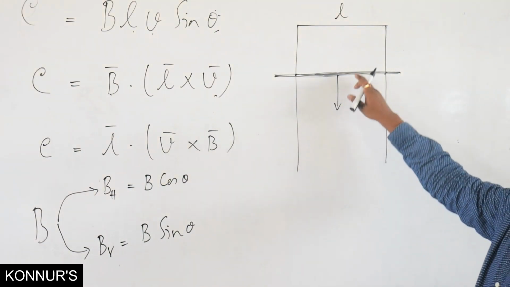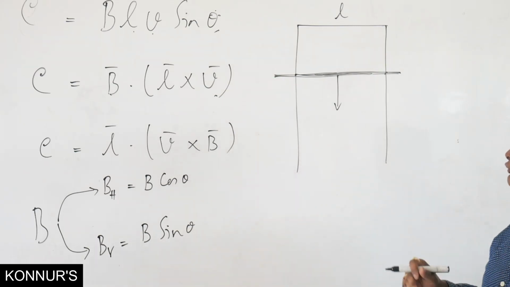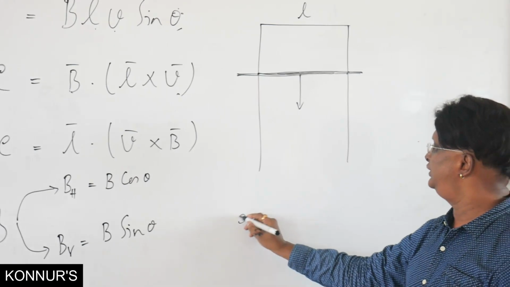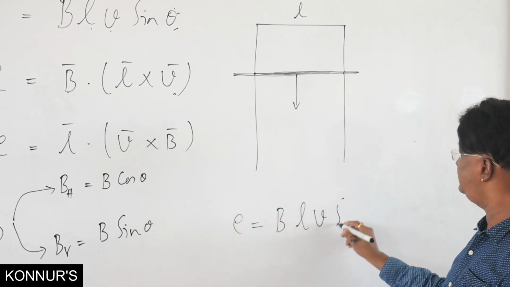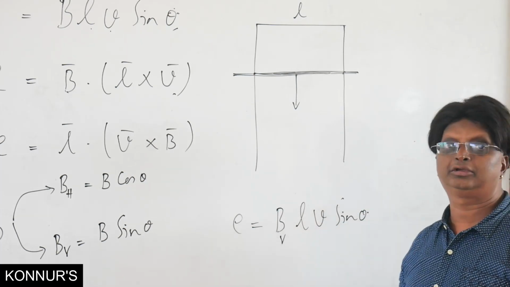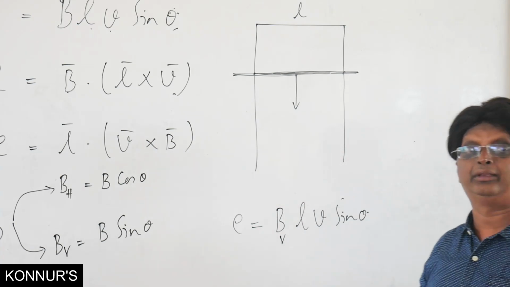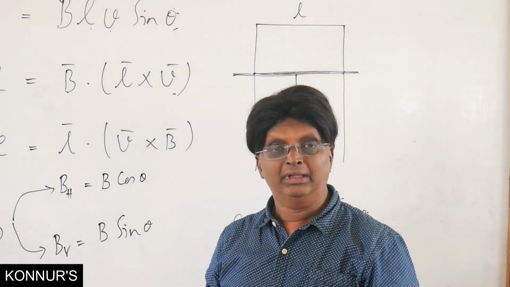Now in this case, the area is increasing and the flux changes, and therefore when we write the induced EMF E, we write it as BLV sin theta, of course, where this B we have to take as the vertical component, because here we have taken the vertical fall of the rod.